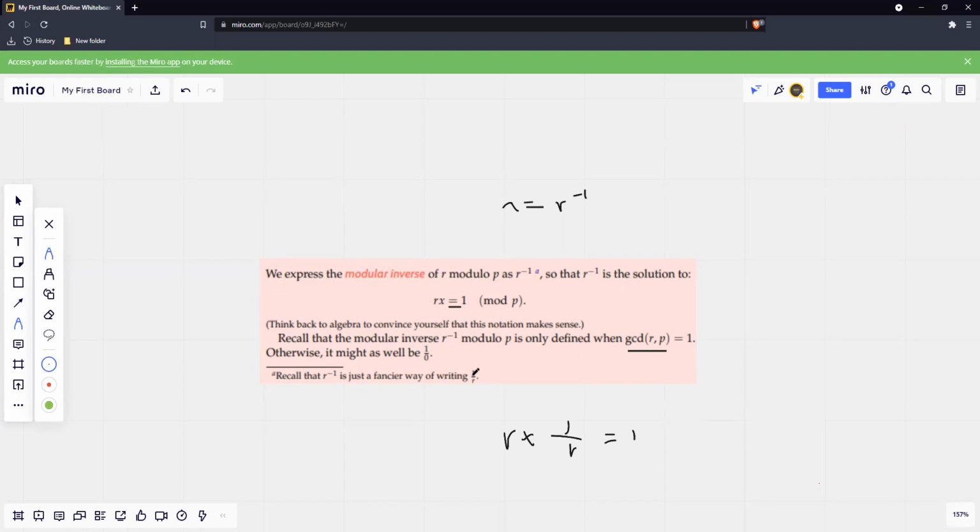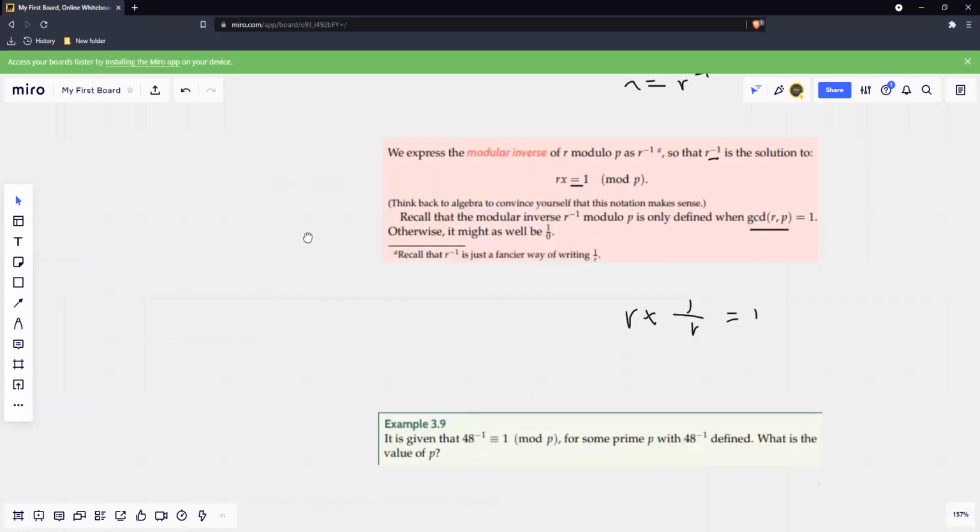So basically, we're just limiting such that r and p are relatively prime. This is only defined when r and p are relatively prime, as we talked about before. So let's try an example.